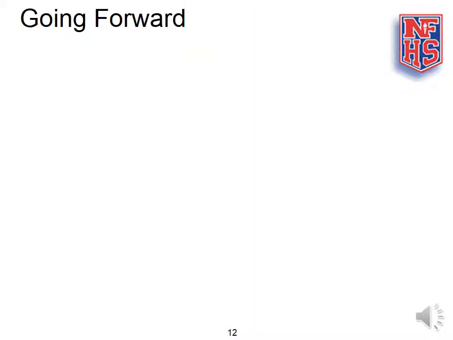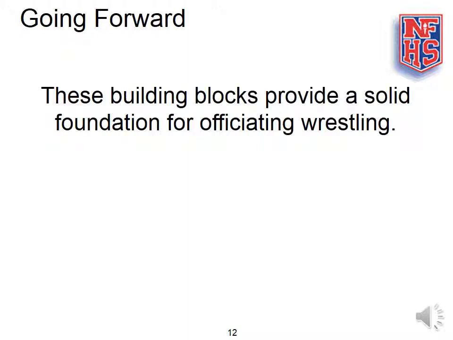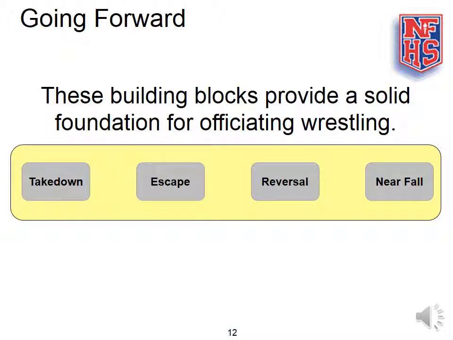So, going forward from here, these building blocks are what give you a solid foundation for officiating wrestling. Know these concepts, and you'll be able to make good judgments and rulings consistently in all situations, most especially the scoring situations that involve the takedown, the escape, the reversal, and the near fall.